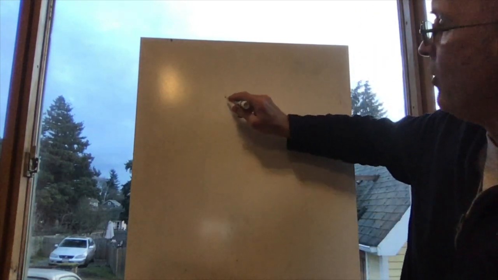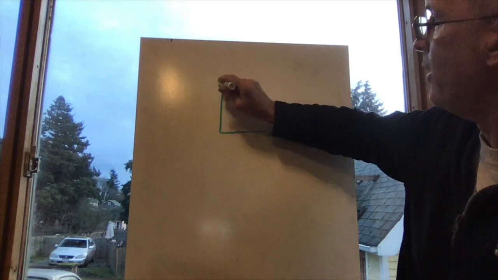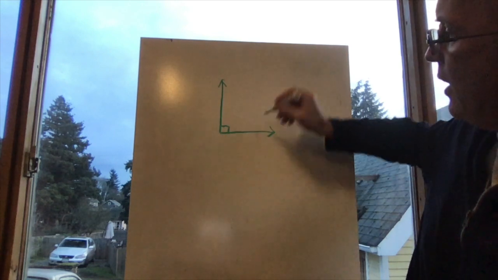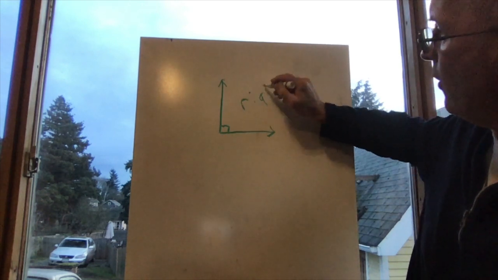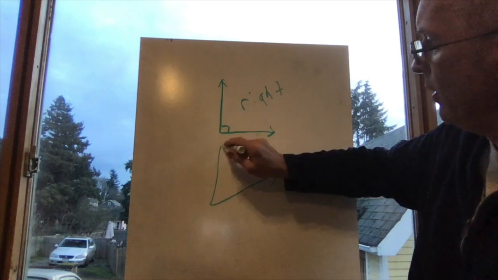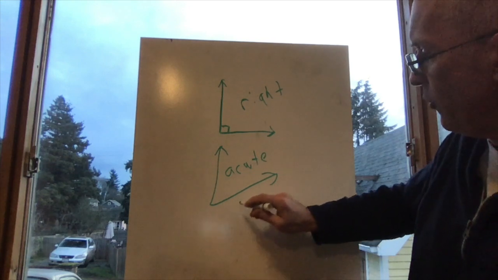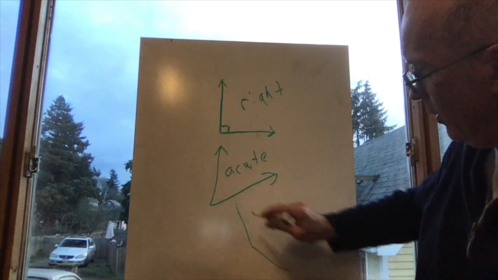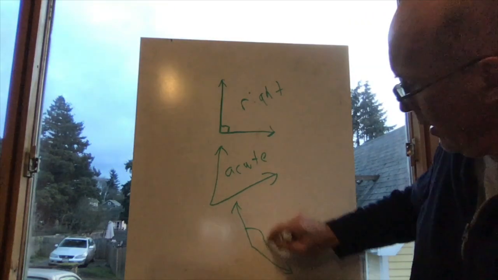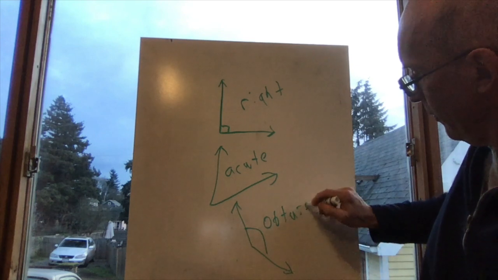We've got different kinds of angles. If they are exactly 90 degrees, usually we put a little mark like that to indicate 90 degrees. That's called a right angle. If it's less than 90 degrees, that's called an acute angle. And if it's greater than 90 degrees, can you see that? Yeah. That's called an obtuse angle.